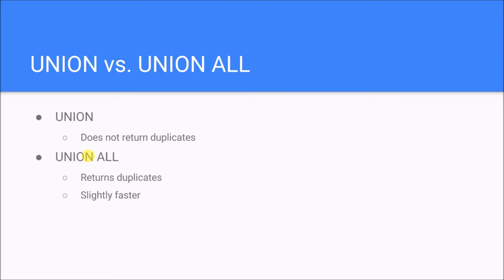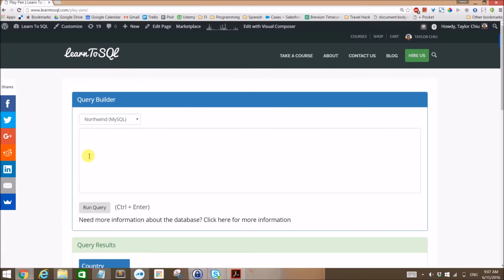Now, as far as how union and union all are different, first, union doesn't return any duplicates. Union all does. All right, so union all gives us back everything, no matter if it's a duplicate or not. Union gets rid of the duplicates. Okay, so enough of that. Let's go ahead and work some examples here.